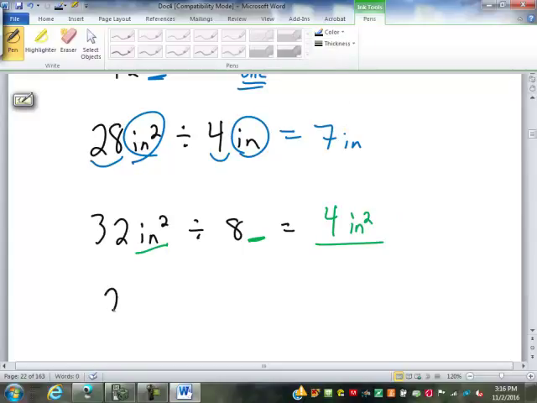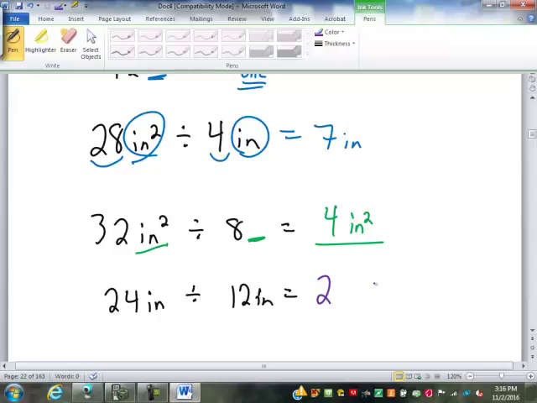If I have 24 inches divided by 12 inches, well, 24 divided by 12 is 2. What units go on my answer? There are none. Inches divided by inches goes away.